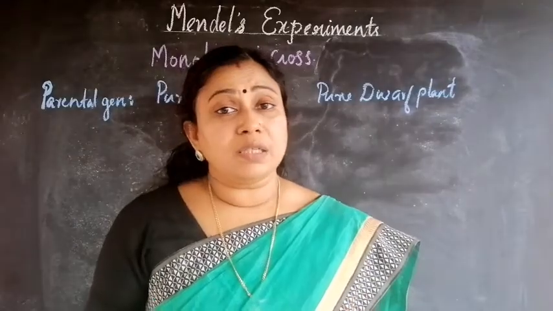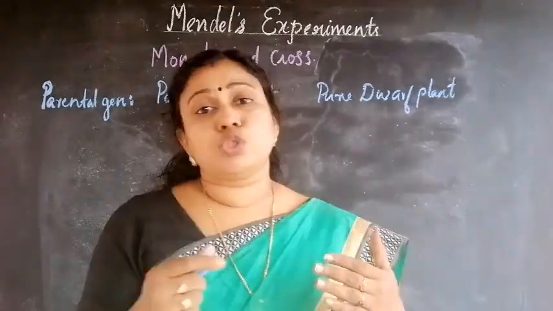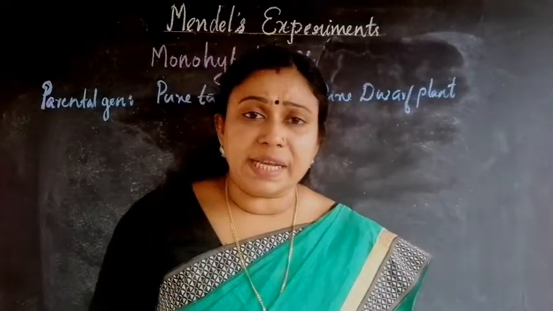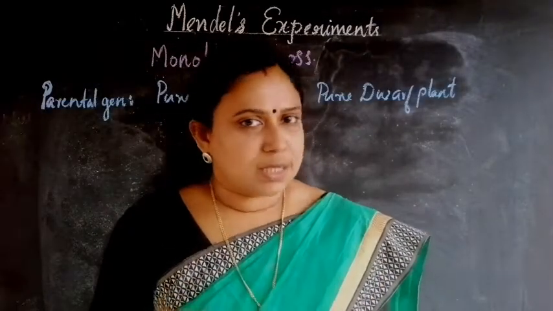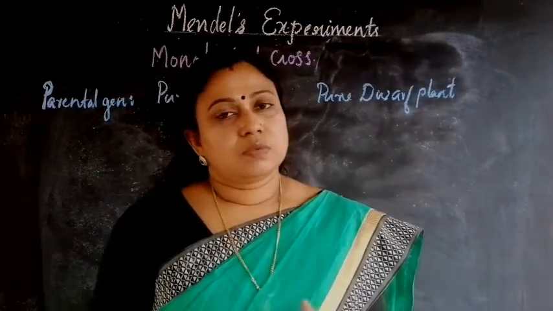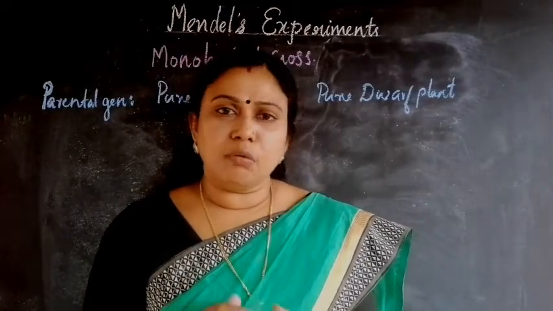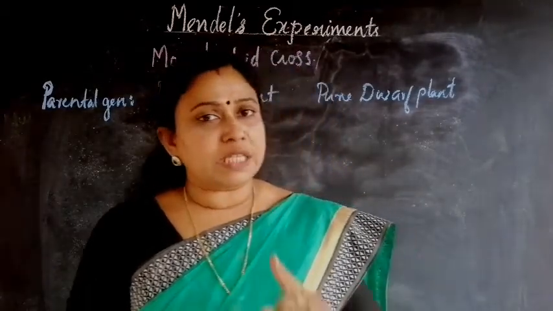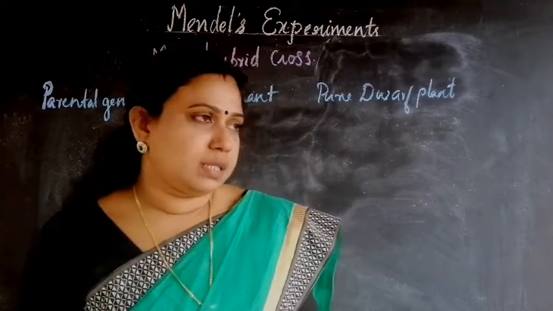Mendel also made crossbreedings considering 2 characters, 3 characters and so on. The crossbreedings in which 2 characters are considered are called dihybrid cross. Now first let us discuss the monohybrid cross. So monohybrid cross means only one character is considered.